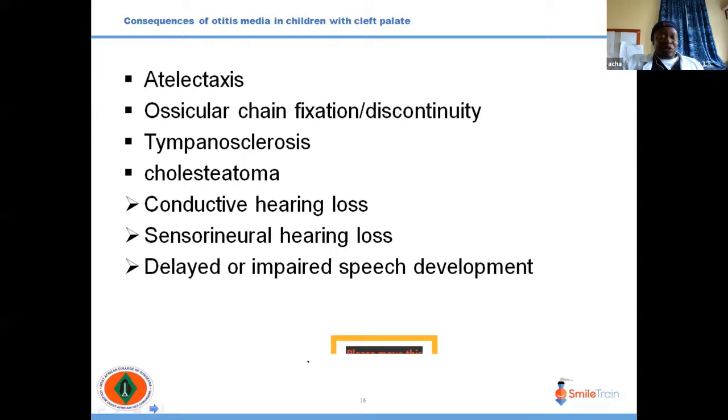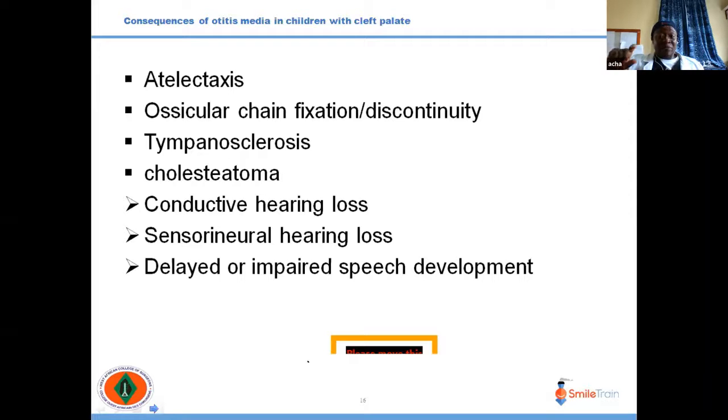In addition to conductive hearing loss, the child can also have sensorineural hearing loss. It's been documented that because of recurrent chronic suppurative otitis media, which is common in children with cleft palate, you have sensorineural hearing loss as a result of toxins moving from the middle ear through the oval window and the round window into the cochlea. And because the child cannot hear well, there is normally delayed or impaired speech development. So you can see that the consequences of a child with cleft palate not hearing well are quite enormous.